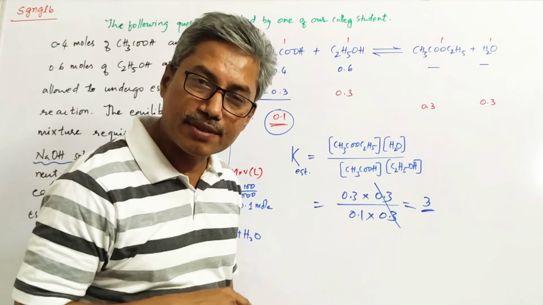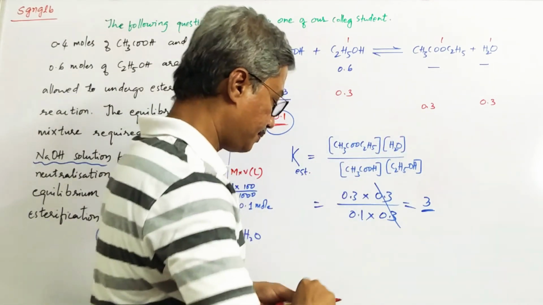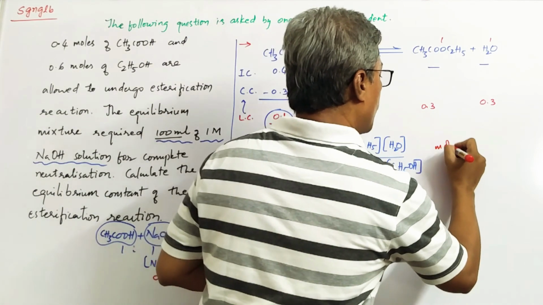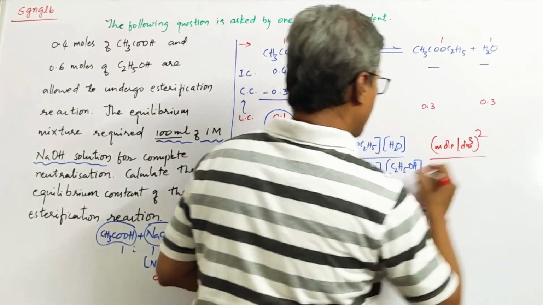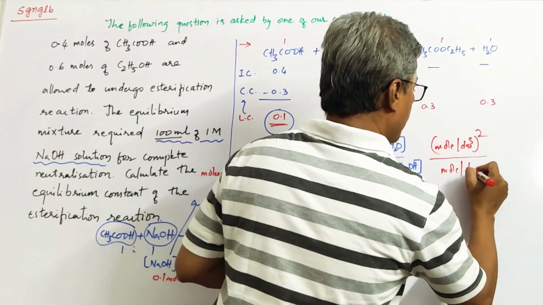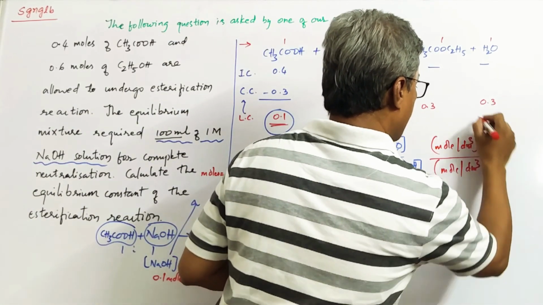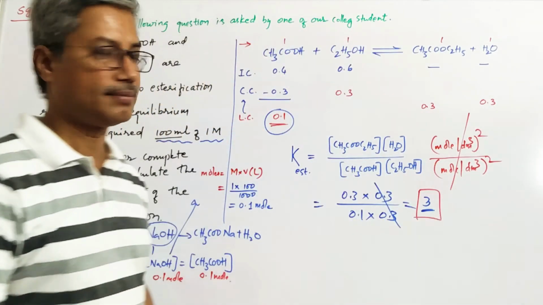Look at any unit it will have. Mole per dm cube. It means it is mole per dm cube squared divided by mole per dm cube squared. Both get cancelled. Therefore, it is unitless. It is just a number.